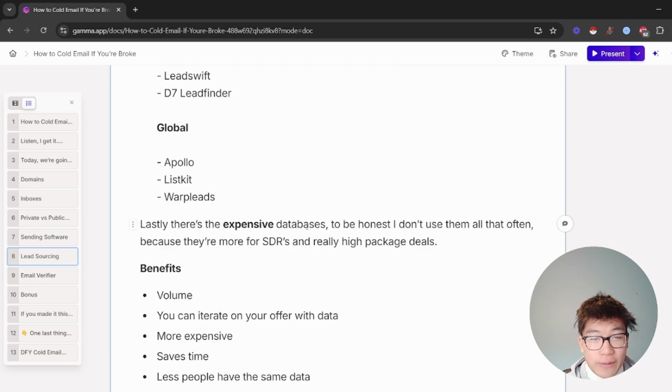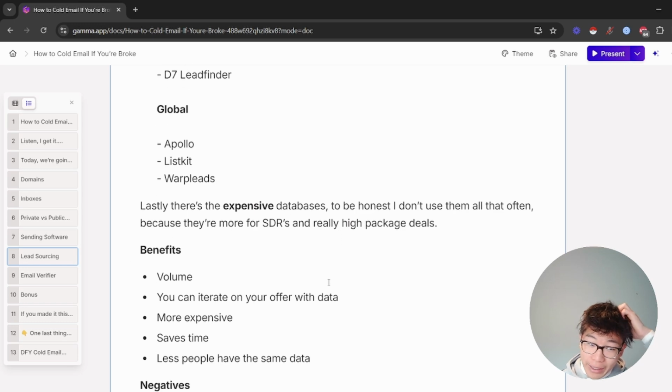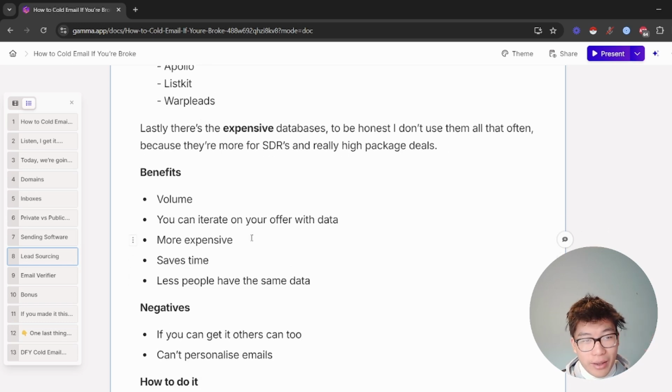So lastly, there's the expensive databases. To be honest, I don't use them that often, but I just wanted to put them in here so you guys have a general idea of what is on the market. It's good to know and not use them. They're more for SDRs and really high ticket packages, and people that just look at it and they're like, okay. So the benefits: volume.